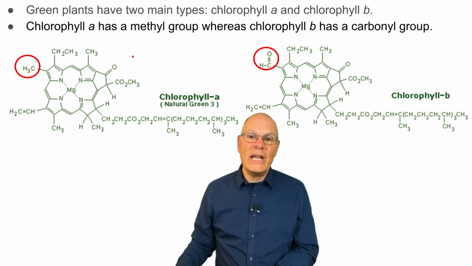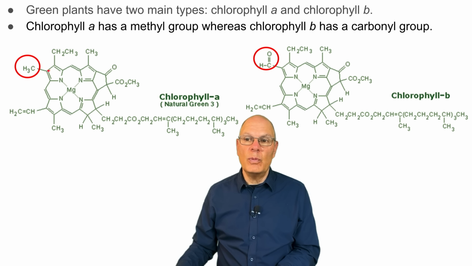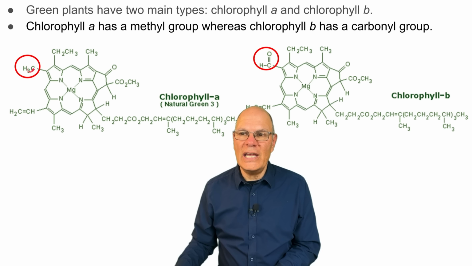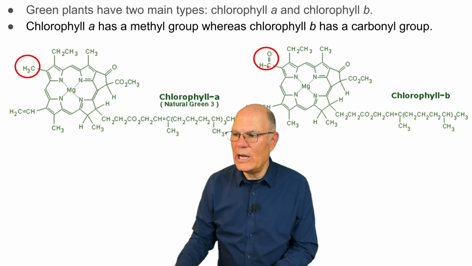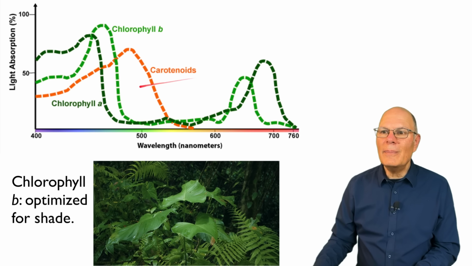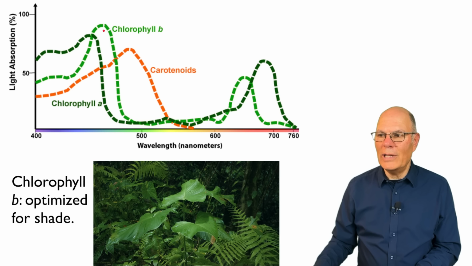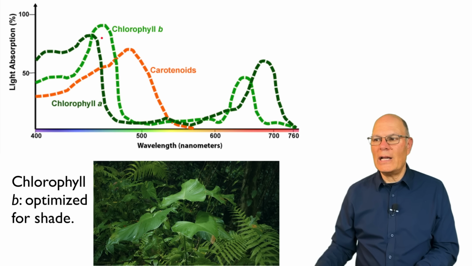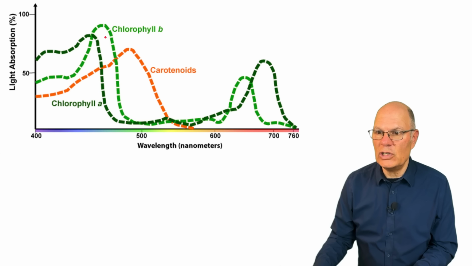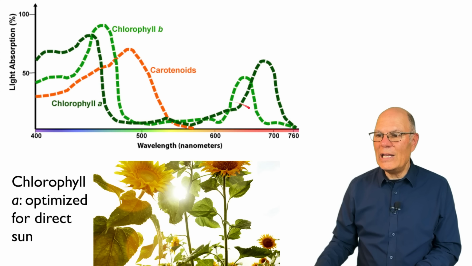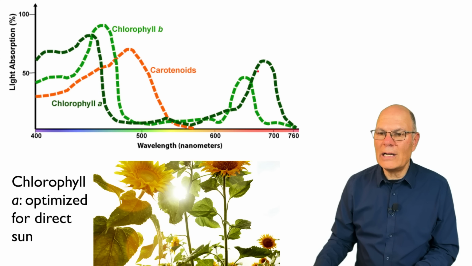And the difference comes down to just a functional group. Chlorophyll A has a methyl group over here, whereas chlorophyll B has a carbonyl group. Chlorophyll B absorbs more blue light, and that's best in indirect light or in shady environments. And chlorophyll A absorbs more red light, and it's best in direct light.